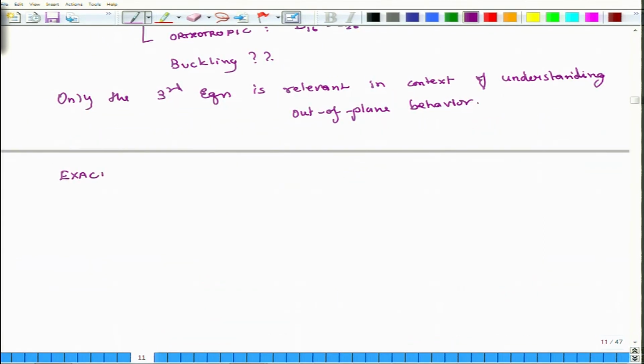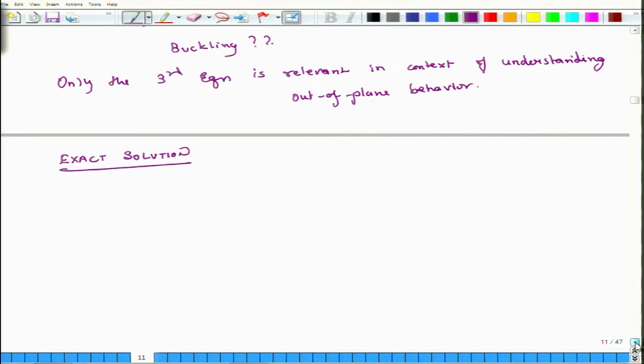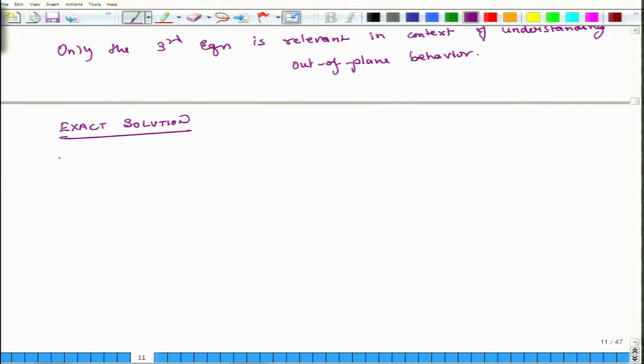So we will develop an exact solution. We assume that W naught x y is some constant times sin pi x over lambda, sine pi y over b. Lambda is a parameter, and we'll understand what this means later.